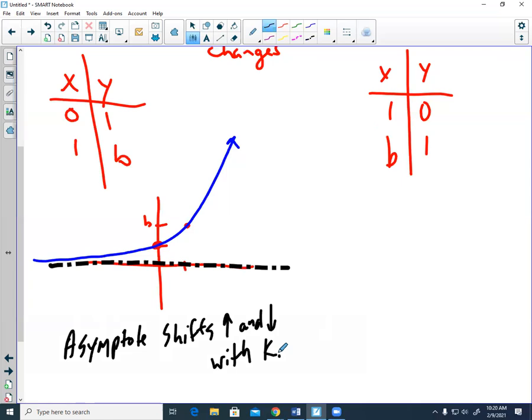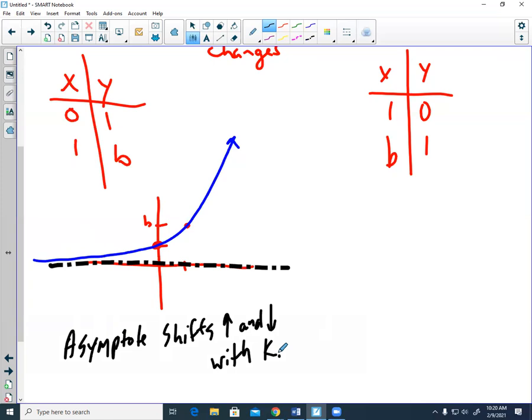Flipping it vertically, I guess, would also affect it if it was shifted up already, but really the only thing that affects it too much is the k value. Okay? Because usually we deal with flips first, and then we move it up or down, right? So really the only thing that's going to affect it is the k value. Okay?